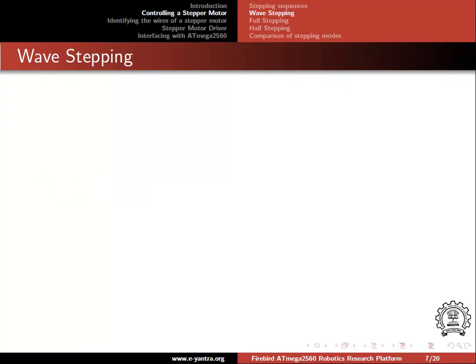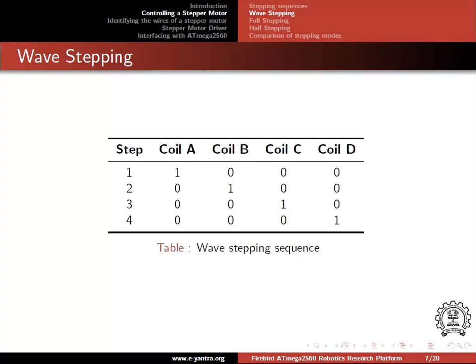Wave stepping. It involves exciting each coil turn by turn in a circular fashion. The table shows which coils are to be excited for generating the wave stepping sequence. Here, a 1 denotes on, whereas 0 denotes off. To rotate the stepper motor in one direction, we send the sequence 1, 2, 3, 4, 1, and so on, while for the opposite direction, we send the sequence in reverse, that is 4, 3, 2, 1, 4, and so on.